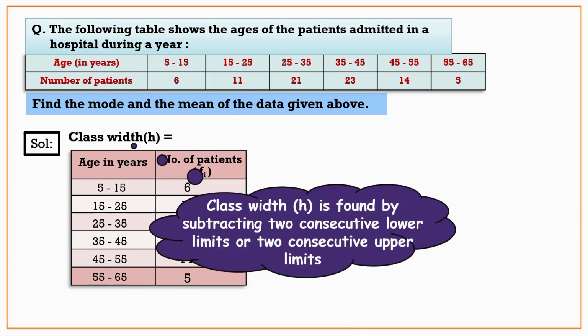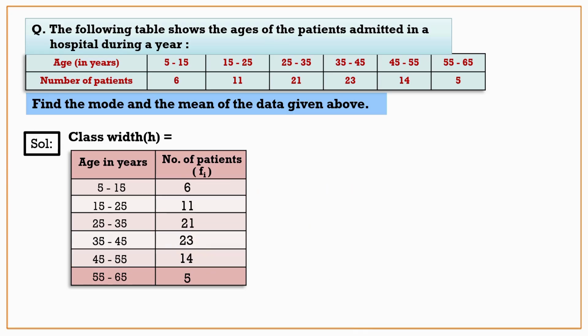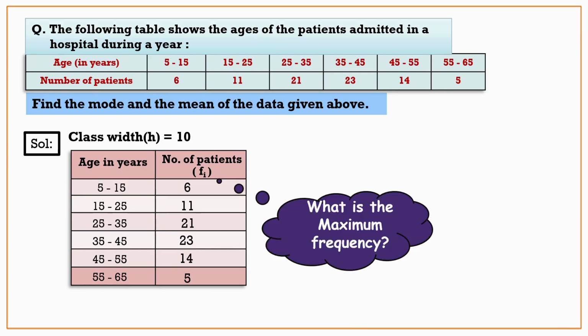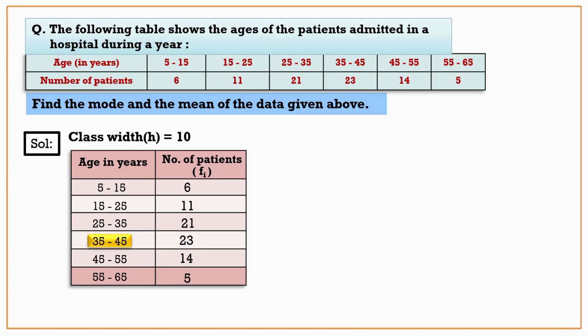First we need to find the class width. So class width h. We can easily find the value of class width by subtracting two consecutive lower limits or two consecutive upper limits. So let's subtract the lower limits. 15 minus 5, that is equal to 10 over here. Now we need to find the maximum frequency. In this case, the maximum frequency is 23. So the modal class will be the corresponding one, that is 35 to 45.